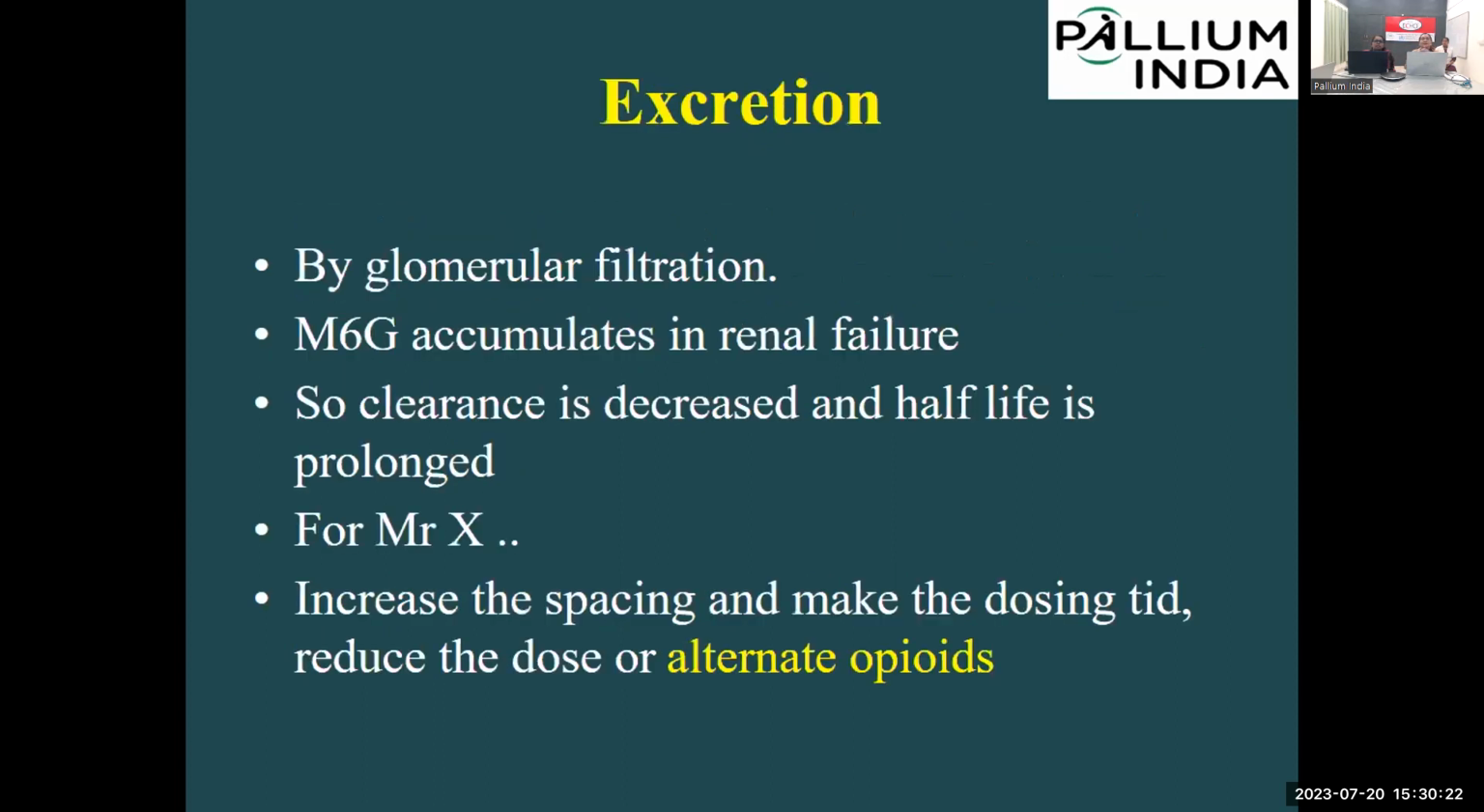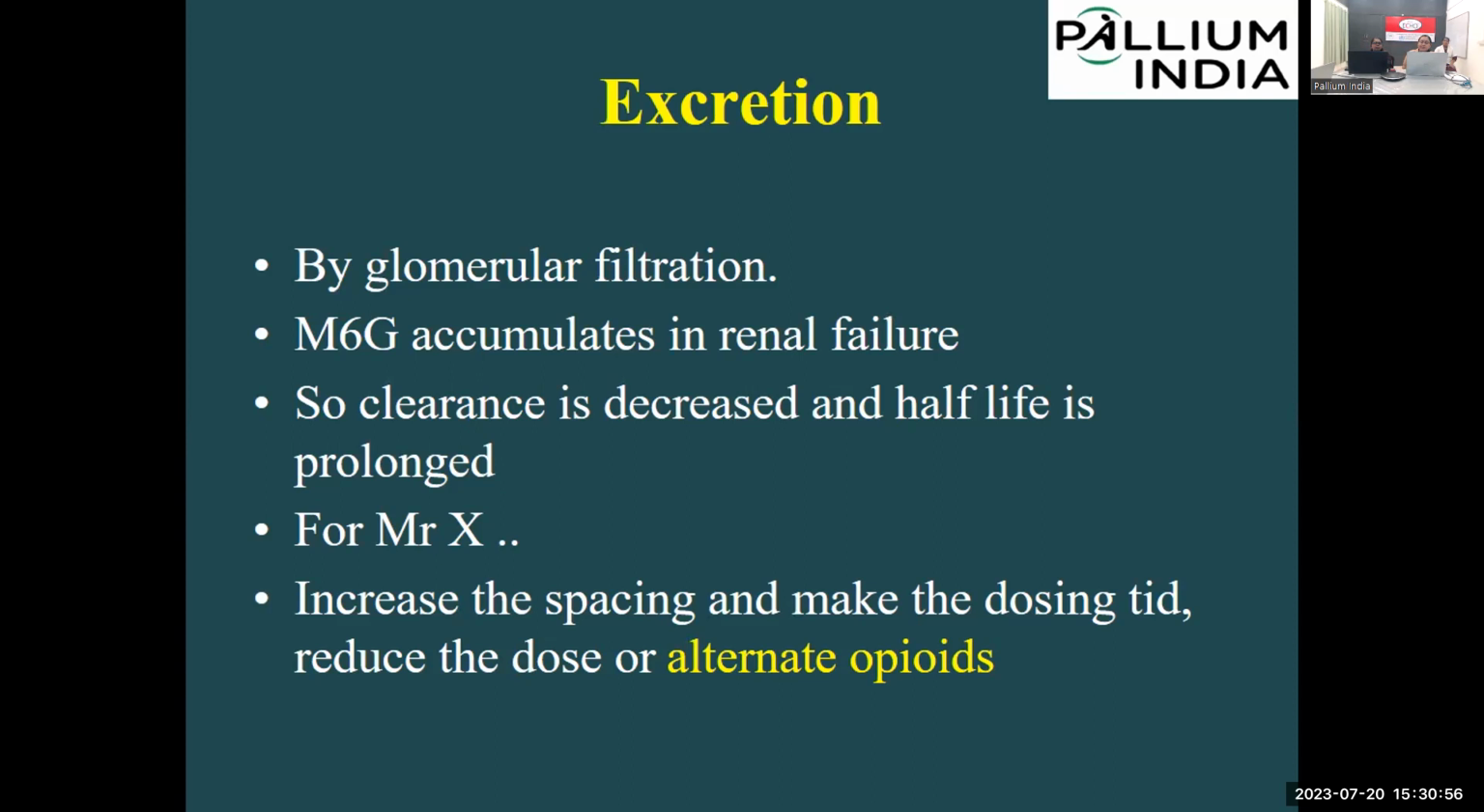Morphine is mainly excreted by the kidney by glomerular filtration. What happens in renal failure is that we have already mentioned that the metabolism of morphine takes place in the liver and the morphine gets converted to its metabolites, morphine 6-glucuronide and morphine 3-glucuronide. In renal failure, this morphine 6-glucuronide gets accumulated in the blood and the clearance is decreased, so the half-life will be prolonged.